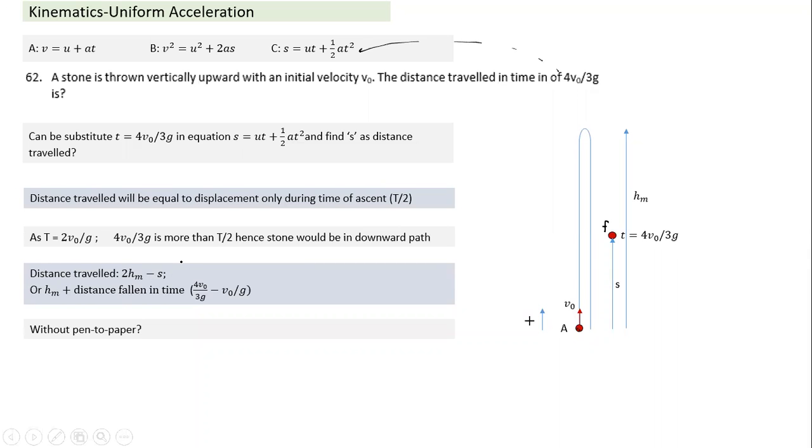Can we also use a graph method? So without pen to paper, as also mentioned. See, how would it look in terms of a VT graph? Can you all visualize how it will be? Because whenever we need displacement or distance traveled, I feel the velocity time graph is also a very easy tool to use. So if I plot a velocity time graph, this is velocity and this will be t here, and the shape will be something like this.